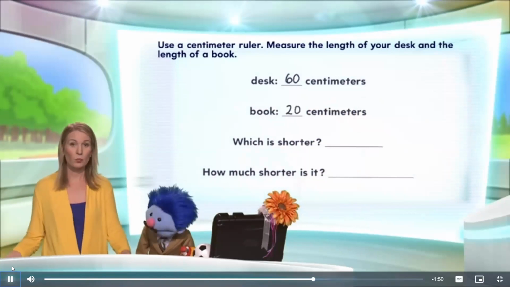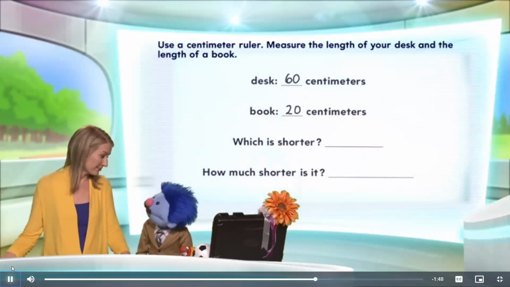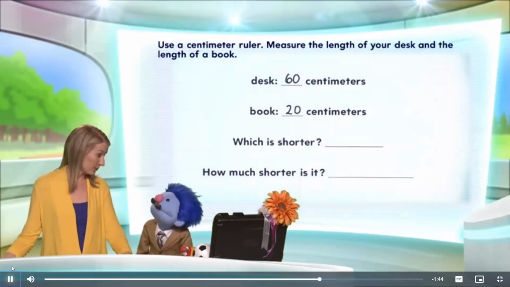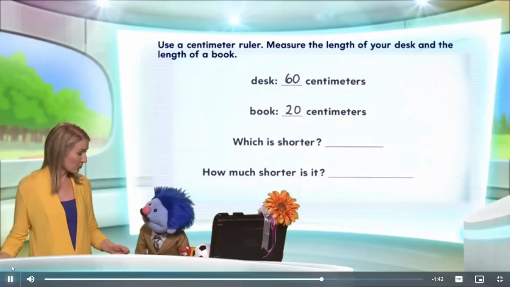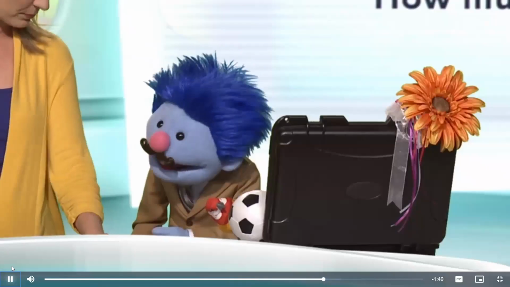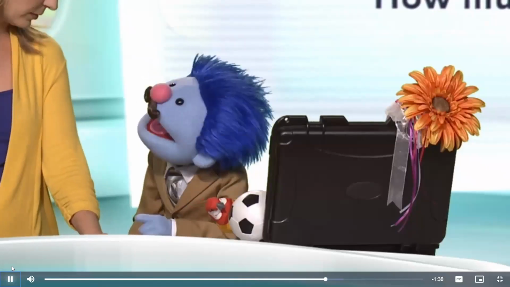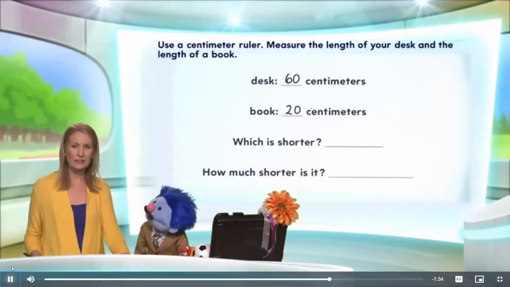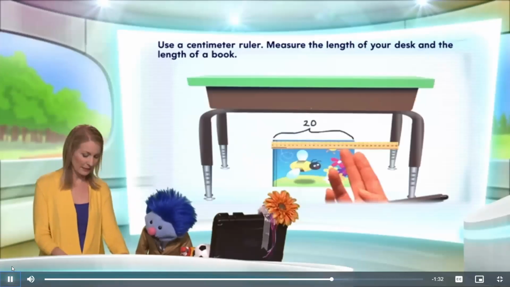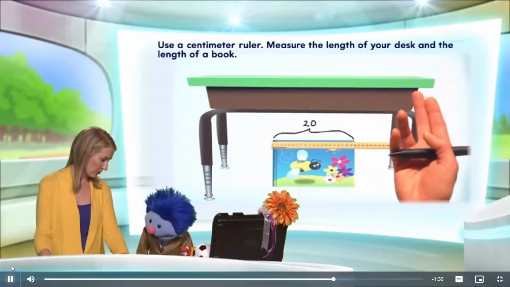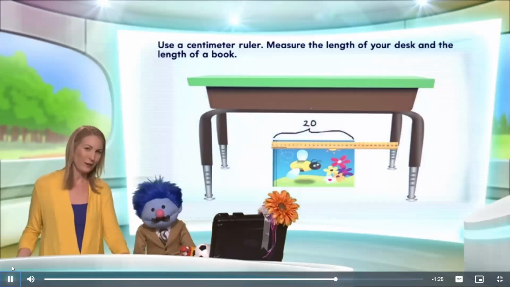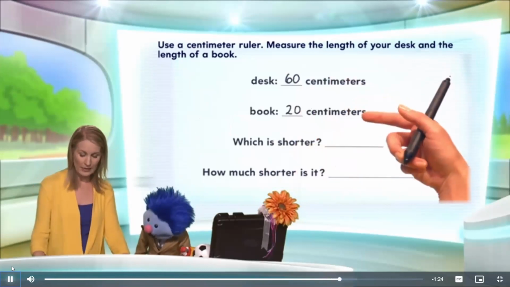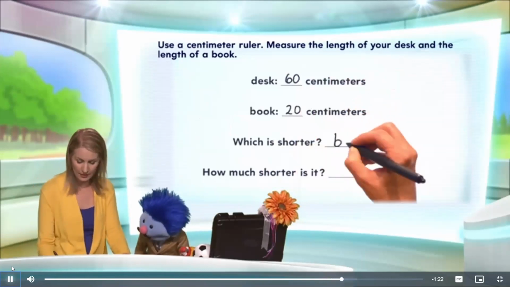So, which is shorter? Well, it looks to me like the book is shorter because it's 20 centimeters. That's right. And 60 is a greater number than 20. Of course, if you looked at the picture, you would definitely agree that the book is shorter than the table. Of course I knew that. But you're absolutely right. The book is shorter than the desk.